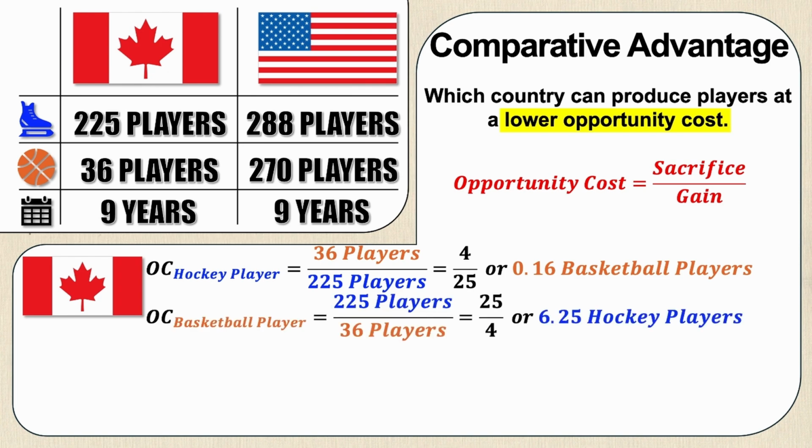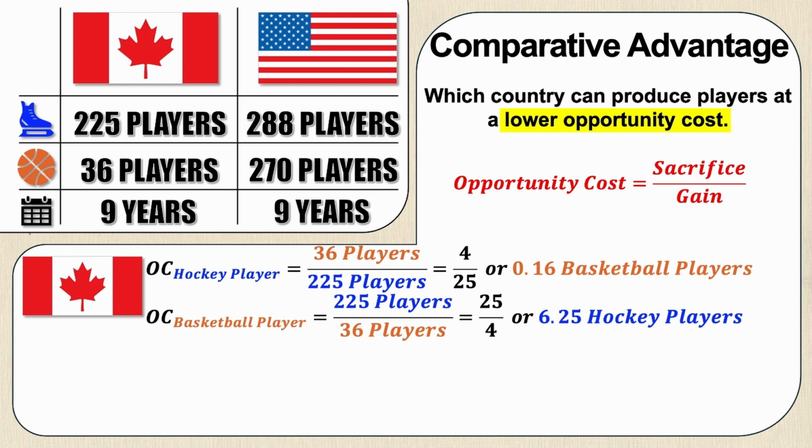Now, if I followed the same formula for basketball players, I'll get something like this. I have to give up 225 hockey players in order to make 36 basketball players. Now, if I reduce this fraction, it will be 25 over 4, which you might notice is the reciprocal of the previous fraction, or 6.25 hockey players. And what this means is that in order for Canada to produce just one basketball player, they must give up the production of 6.25 hockey players.